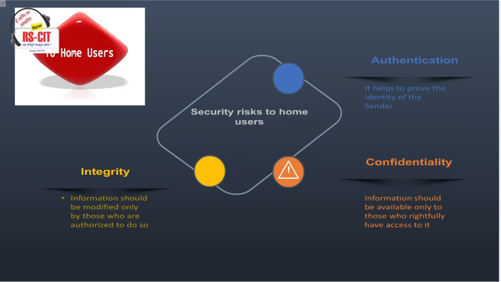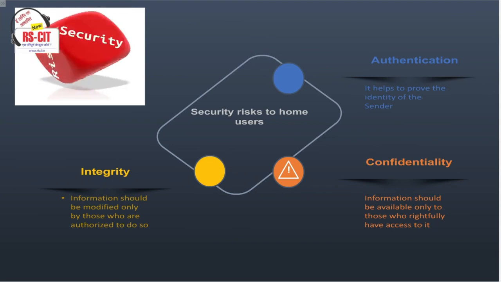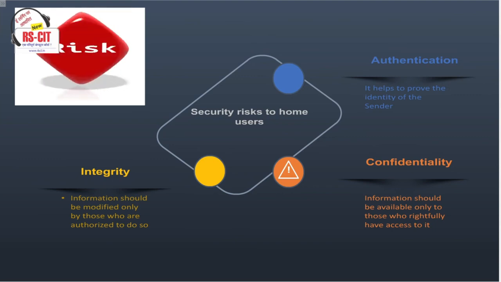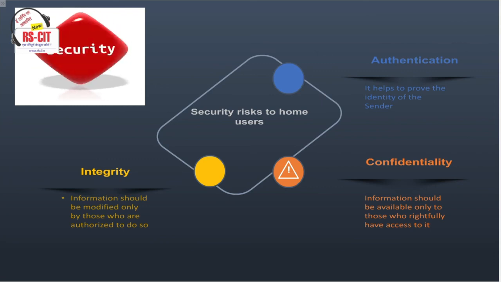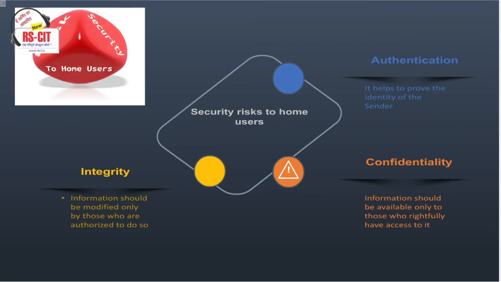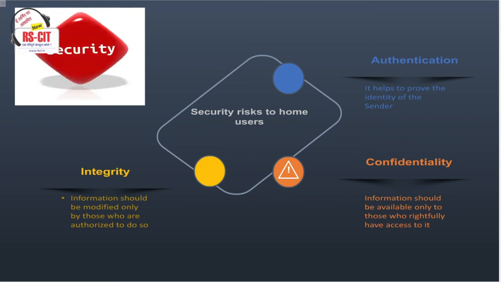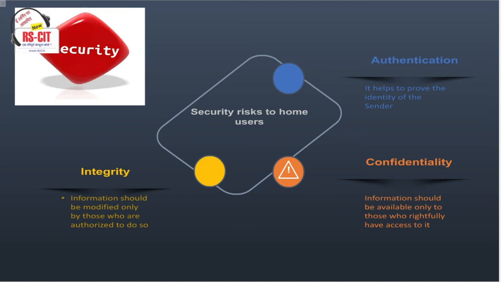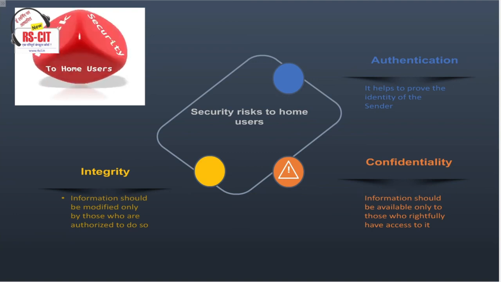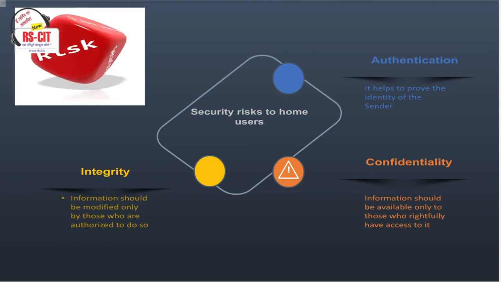Information security is concerned with three main areas. Confidentiality. Information should be available only to those who rightfully have access to it. Loss of confidentiality is known as interception. Integrity. Information should be modified only by those who are authorized to do so. Loss of integrity is called modification.